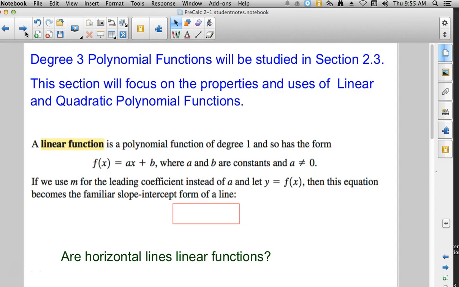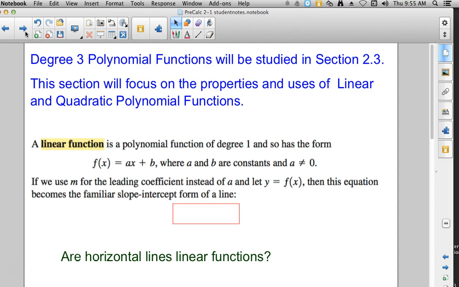Yeah, everything we're going to do today is going to be the linear pieces of that. So lines. A linear function is a polynomial function of degree 1 and has the form f of x equals ax plus b. Now, what's the f of x all about? It's a function. We want to show people, hey, this is special. It's not just y equals mx plus b.